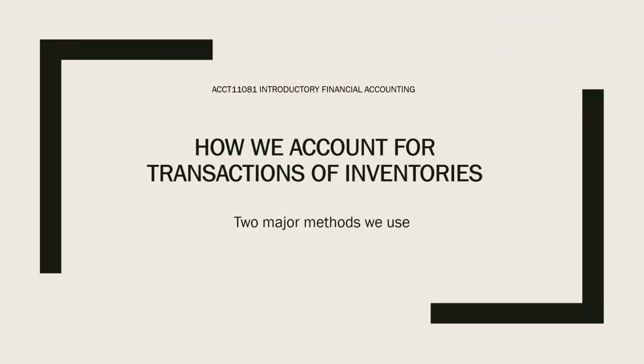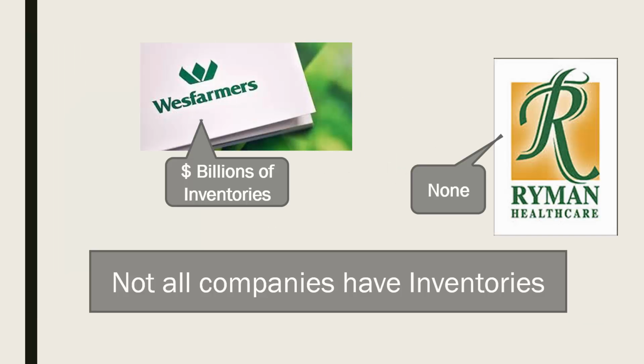If you are a little bit confused about how we account for transactions into and out of inventories, this video will explain the two major methods we use. Not all companies have inventories. Typically, about half of listed companies have inventories and about half do not. Wesfarmers has inventories of many billions of dollars and Ryman Healthcare has none.